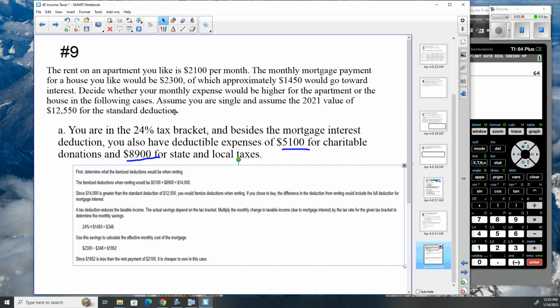So if you bought, you would take the amount that you're paying each month for the house, minus the $348 that you'll save in taxes with the itemized deduction. That brings the true cost of your mortgage down to $1,952, which is less than it would cost you if you rented. So in this case, it is cheaper to buy than to rent.